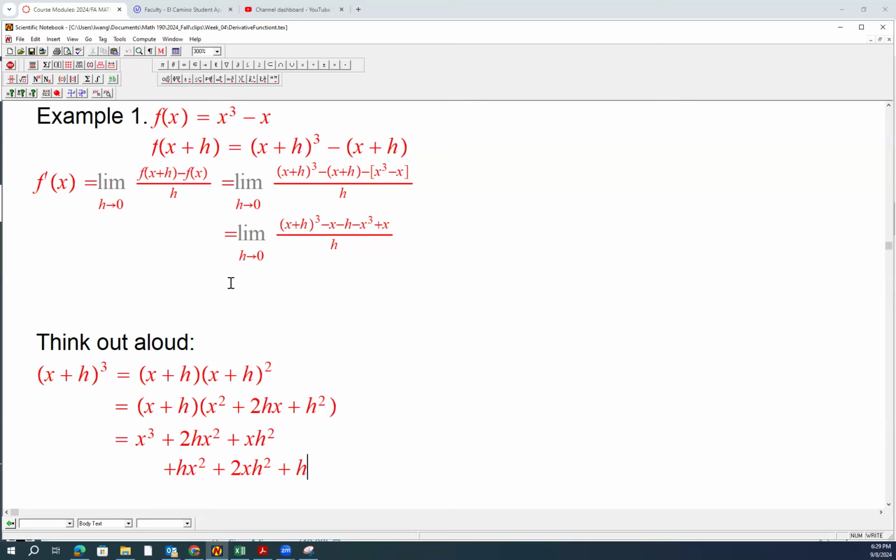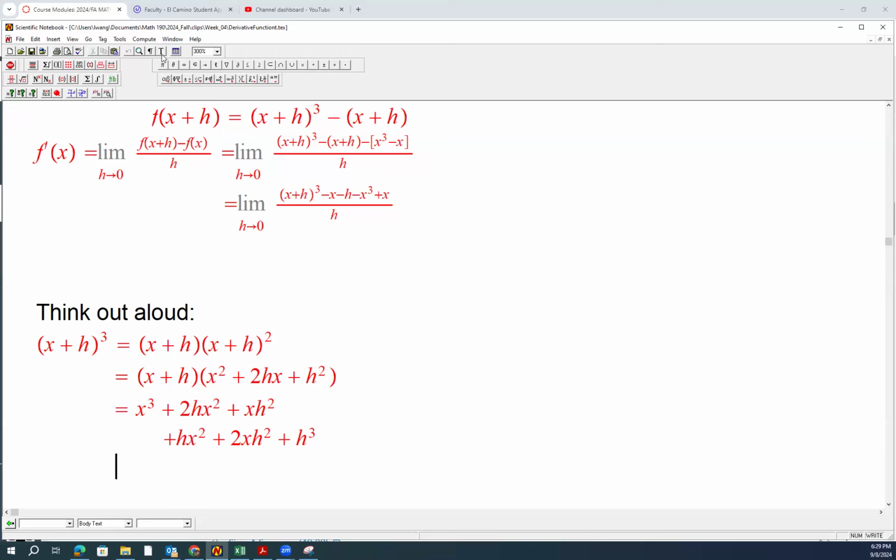And plus h to the power 3. Combine like terms. So we got x to the power 3, we'll keep it there. And combine these two, which are like terms, we get 3h x squared. And combine these two like terms, we got 3 times x h squared. And finally, h to the power 3.